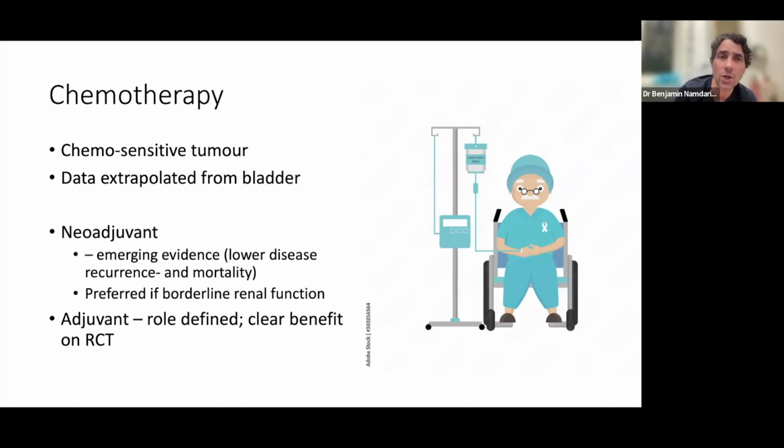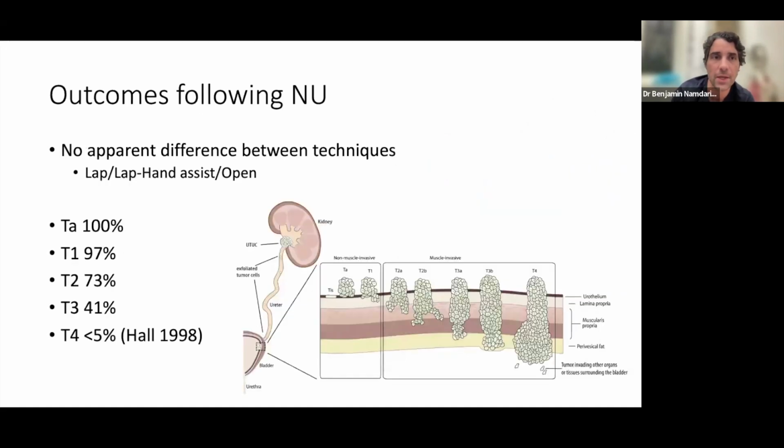Radiotherapy is uncommonly used in the upper tract because it's quite close to bowel, and so there's a little bit of morbidity trying to use it, but it can be used in the palliative setting, and that's where I have worked with colleagues to deliver that.